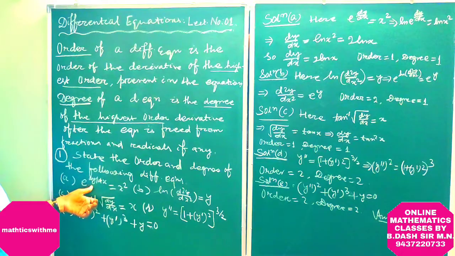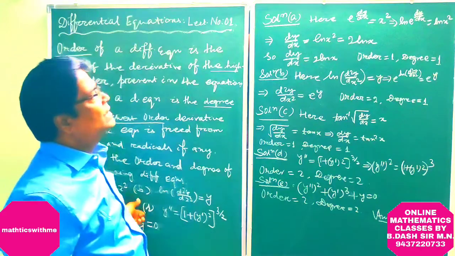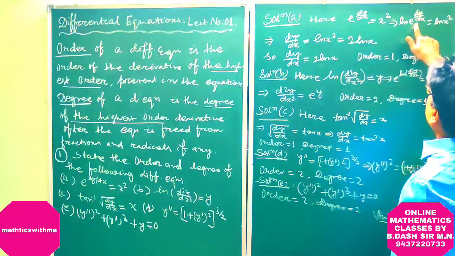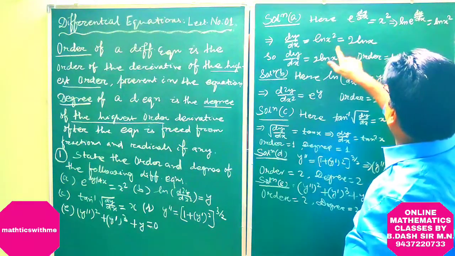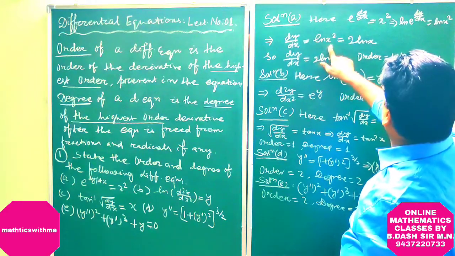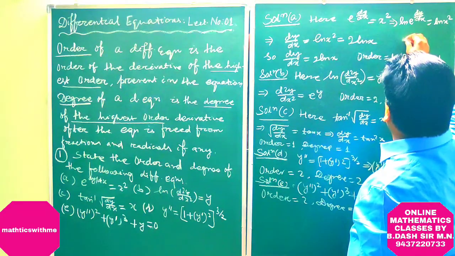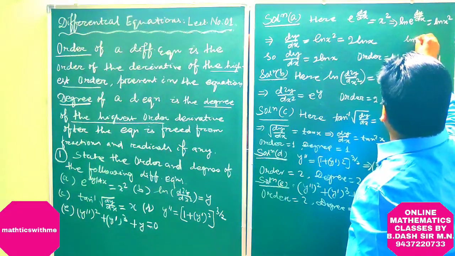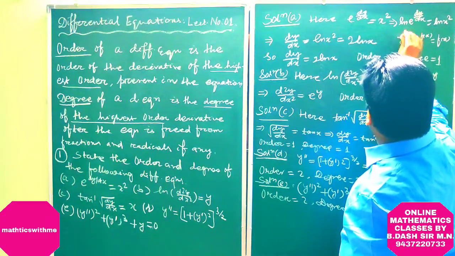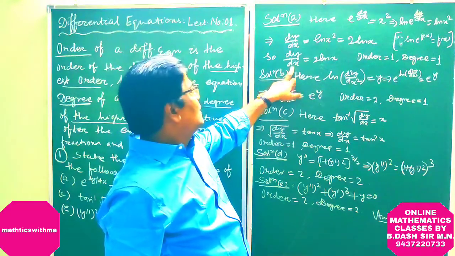First question is e to the power dy by dx is equal to x square. So taking logarithm of both sides, ln e to the power dy by dx is equal to ln x square, from which we get dy by dx is equal to ln x square, which is equal to 2 ln x. Because we know ln e to the power f(x) is equal to f(x). So the order of this equation is 1, degree is also 1.